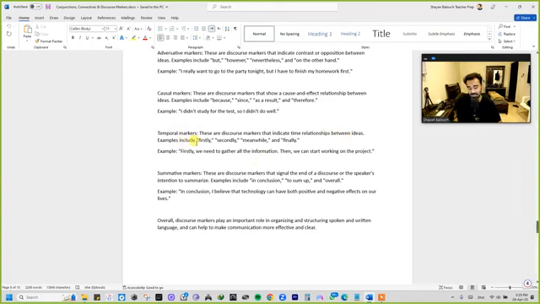So these are discourse markers that signal the end of discourse or the speaker's intention to summarize. Okay. End the discourse means end the paragraph or end our essay. Okay. Usually in the last paragraph, it's a conclusion paragraph. Okay. So we can use words like, so in conclusion, now to sum it up, overall.